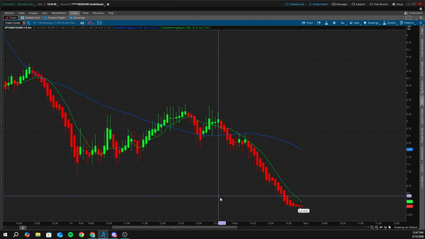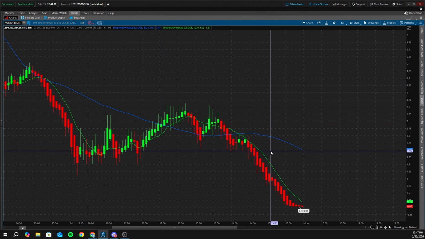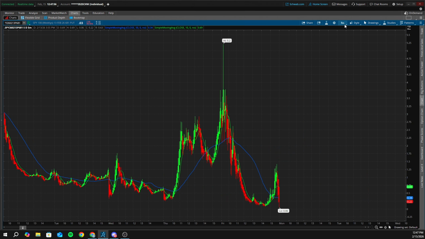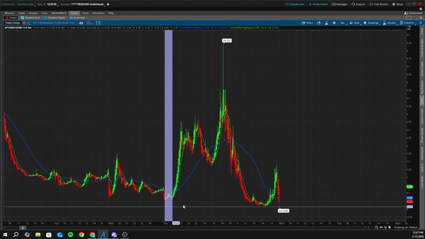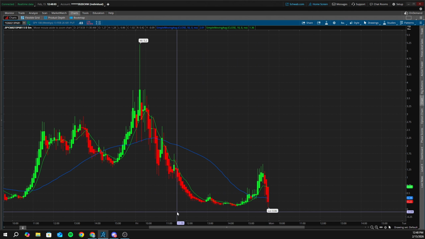So the call side really doesn't give you much on Friday. The only thing was this negative cross that gave you a sense of, okay, we're probably going to see some continuation down. But if we flip to the puts now, on Friday, you can see there really wasn't much going on either. We got this cross late in the day, and these are ones I like to stay away from.